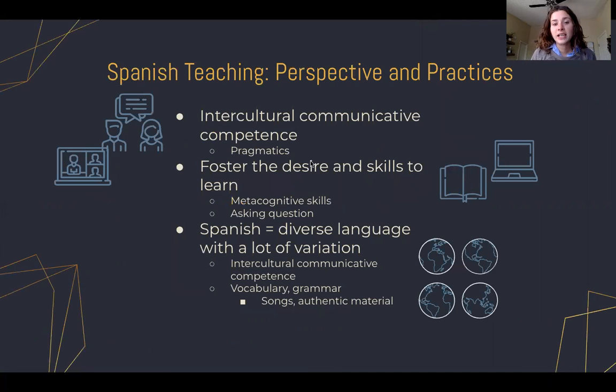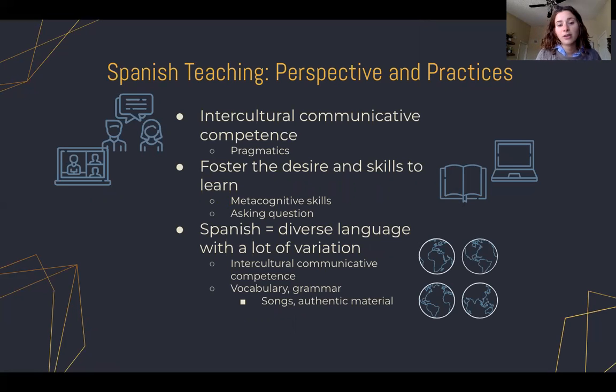For Spanish teaching, I really see the goal as intercultural communicative competence. So, this means that we are enabling, encouraging students to develop communicative skills, but in a way that's intercultural. So, that means that they need to be able to communicate within a given culture. And a lot of times that has to do with pragmatics, which I do a lot of my research on. So, I really love tying in what I learn into my actual teaching practices.